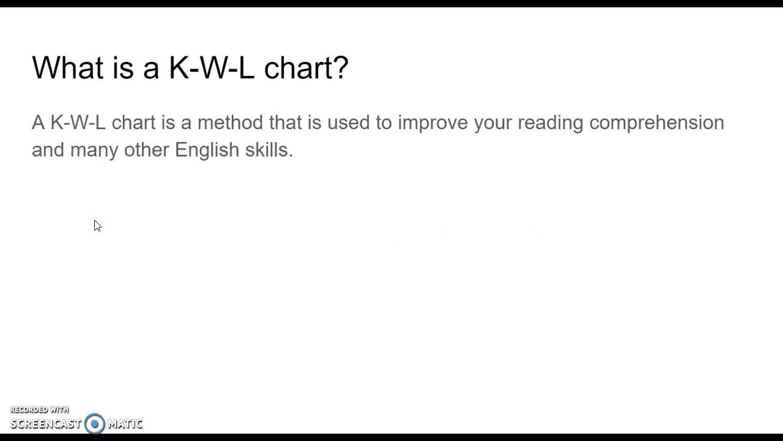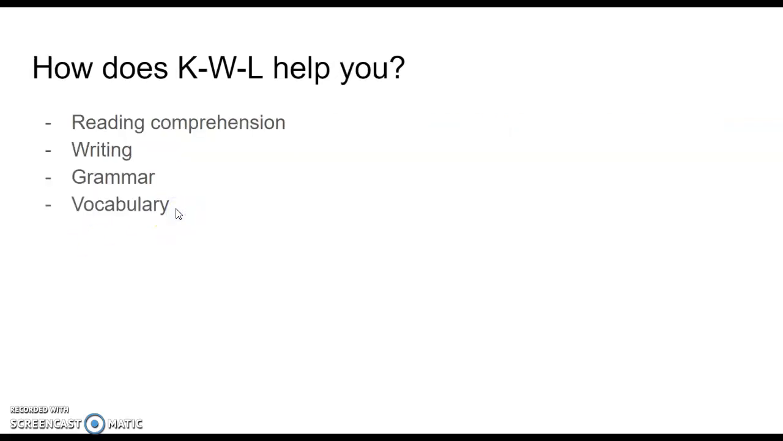A KWL chart is basically a way to improve your reading comprehension and other English skills as well. How does KWL help you? The main focus of a KWL chart is the improvement of your reading comprehension skills. So that's the main thing that KWL helps you with. However, it also helps you with writing, grammar, and vocabulary, because as you'll see when we discuss how to fill out a KWL chart, we have chances to practice writing and grammar and vocabulary.